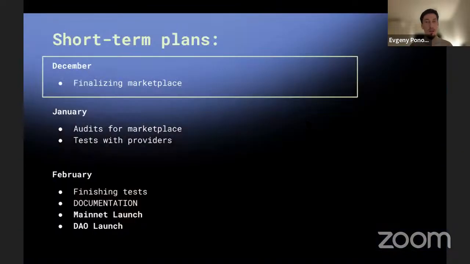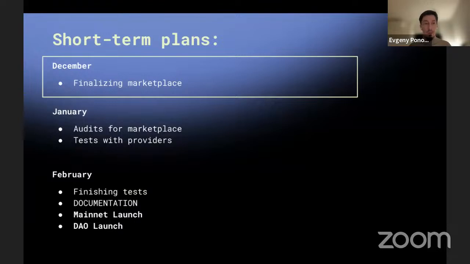Basically, the short-term timeline for us looks like this. We are right now at the end of December, finalizing all the on-chain code and preparing for audits. We're going to have audits in January. We're going to have tests of everything, like the Fluence L2 smart contracts and all the updated Fluence Node implementation, in January and February. We're really trying to make it as stable as possible.